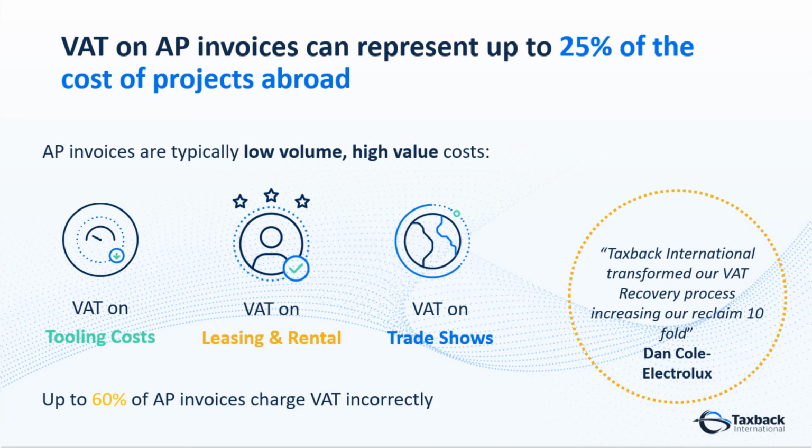VAT on AP invoices can represent up to 25% of the costs of projects abroad. When you look at AP invoices, you're typically talking about a lower volume of transactions compared to, say, something like travel expenses, which we also work with SAP Concur on and Concur Expense. However, the value of these transactions is much, much higher. We're seeing at Taxback International a lot of foreign VAT applying to tooling costs, to leasing and rental, trade shows. So there is still a lot of foreign VAT out there.